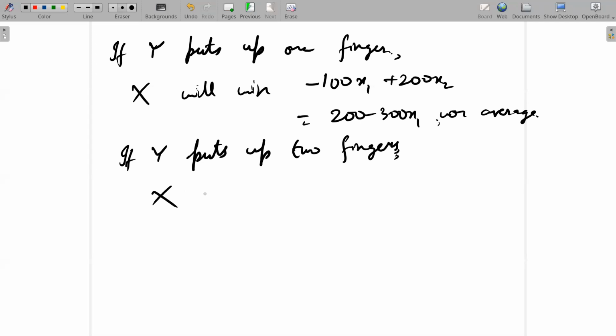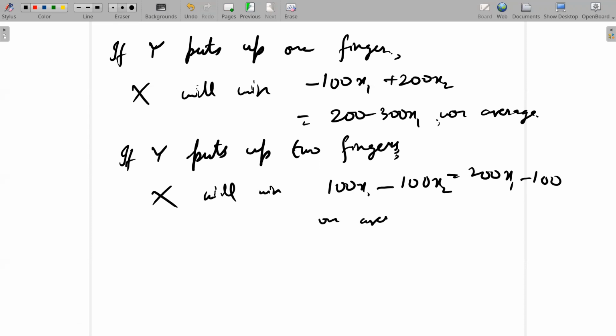So if x is just following this mixed strategy, of course, if y puts up two fingers all the time, like I said, x now knows that he should be putting one finger, the opposite. So x will win 100 x1 minus 100 x2, which is nothing but 200 x1 minus 100 on average. So here is what x thinks.